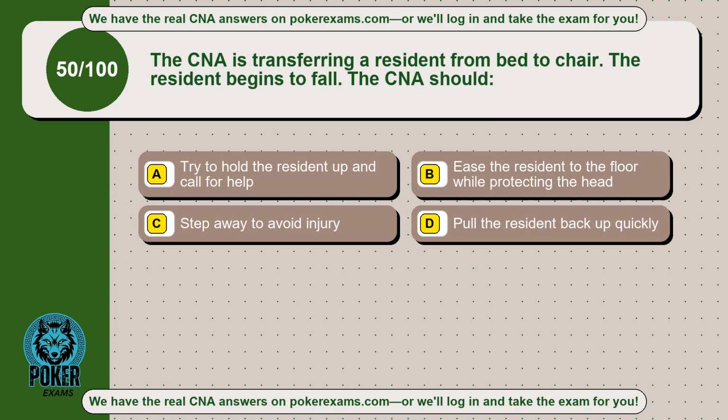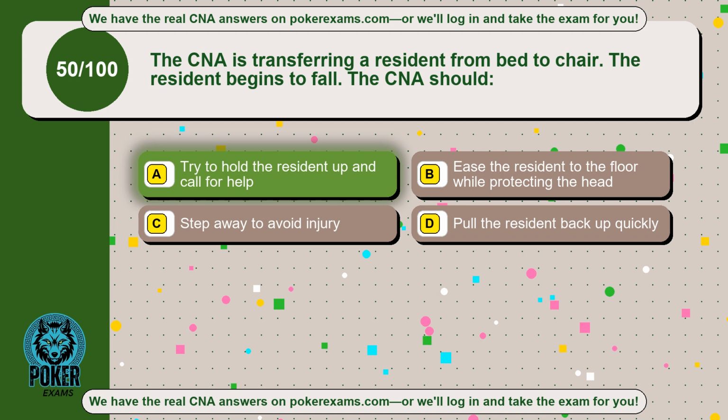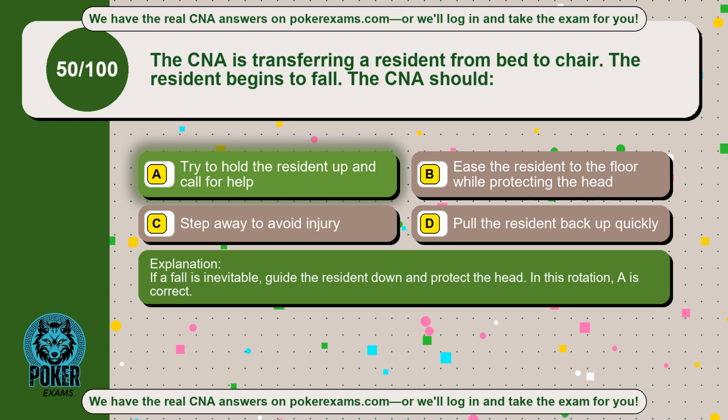Question 50. The CNA is transferring a resident from bed to chair. The resident begins to fall. The CNA should: Option A, try to hold the resident up and call for help. Option B, ease the resident to the floor while protecting the head. Option C, step away to avoid injury. Option D, pull the resident back up quickly. The correct answer is option A. Try to hold the resident up and call for help. If a fall is inevitable, guide the resident down and protect the head. In this rotation, A is correct.